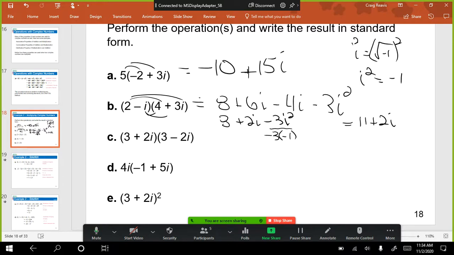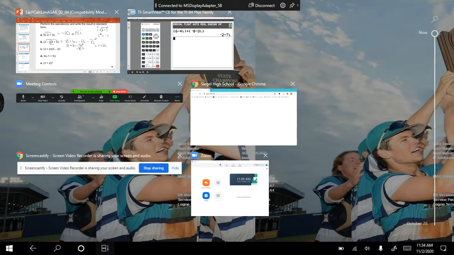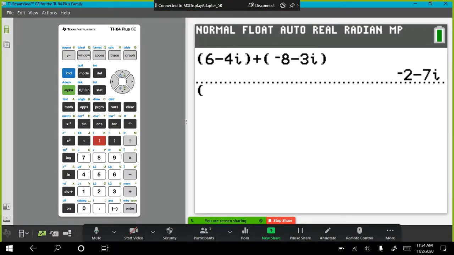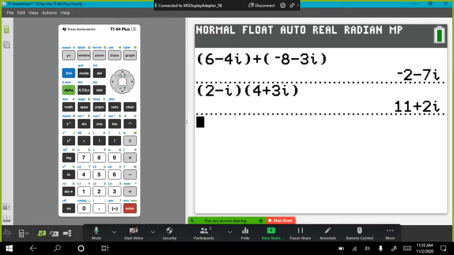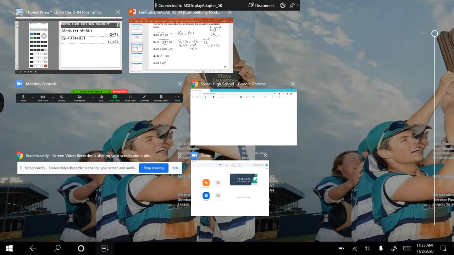Now, let me pull this up on the calculator, and the calculator does it for you. If I do the same problem on this calculator, so 2 minus i times 4 plus 3i, if you'll notice, it goes ahead and does all that for you when we get 11 plus 2i. All right, so the calculator is very good at double checking our work if we're doing it by hand, or if you're just working with these.